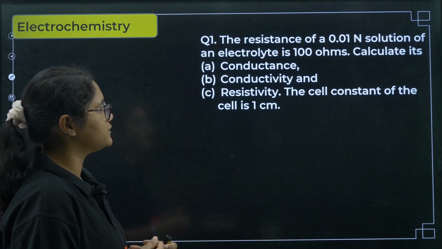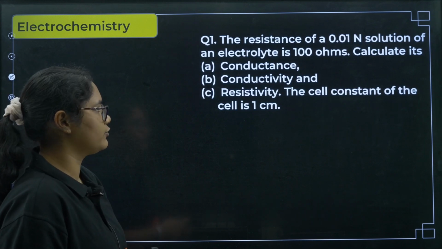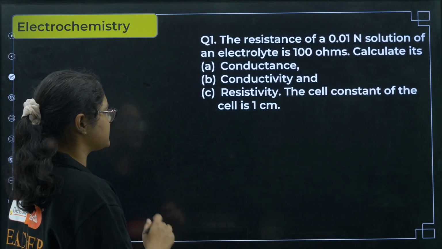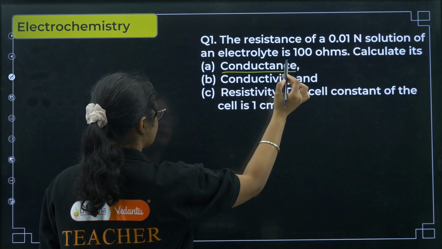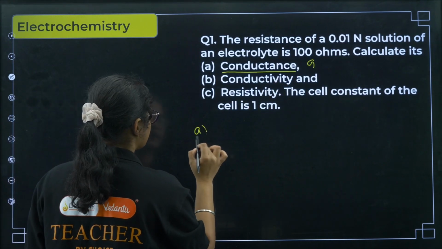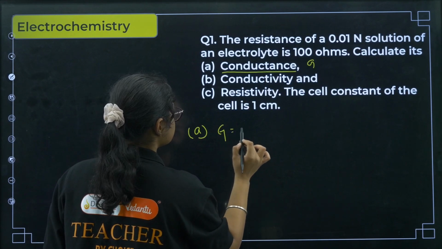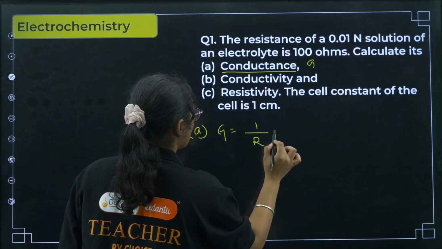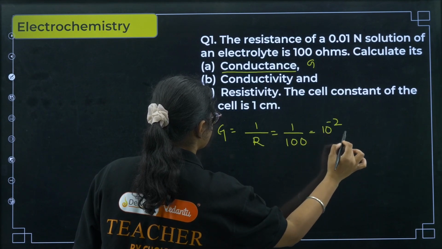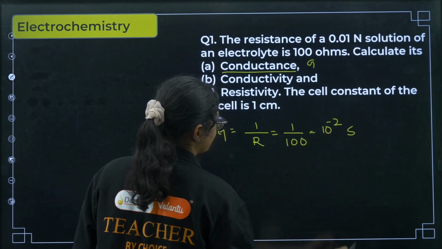Resistance of a 0.01 N solution of an electrolyte is 100 ohm. Calculate its conductance. First I will only tell the formula. Conductance symbol is G. Conductance is the opposite of resistance. So conductance G is equal to 1 by R, or 1 by 100, or 10 to the power of minus 2 ohm inverse, that is S.